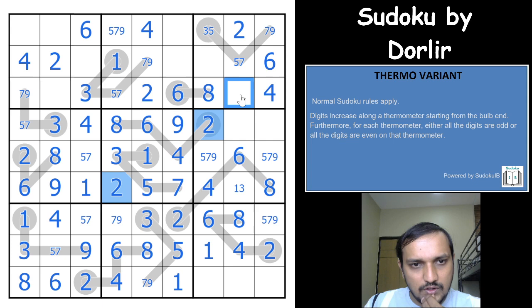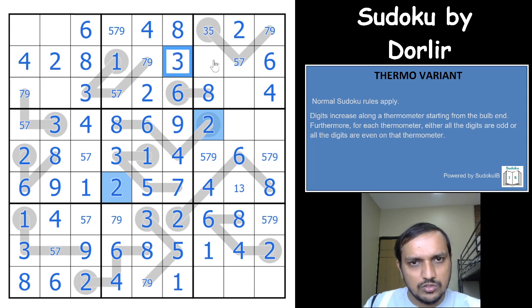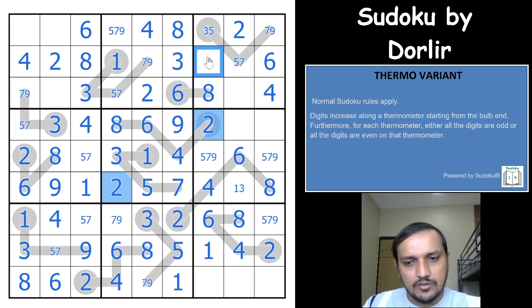Three 1 5 7 9. All right. So this is 2 4 6. This would have to be an 8. That gives you an 8 here. That gives you a 3 here, and a 5 7 and a 9.